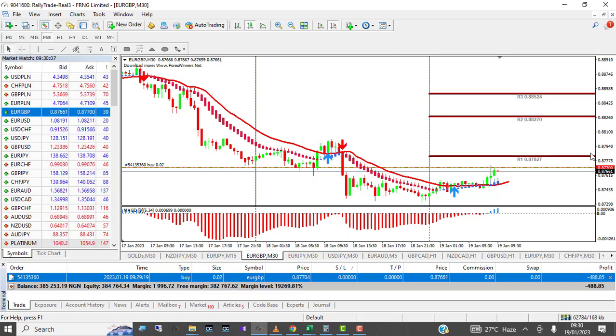So this is what you do. Then let me also show you how to set the stop loss and take profit on this. You take your mouse pointer to the green dashed line. That's the entry price. Once you're there, it will show you drag to modify, as you can see.